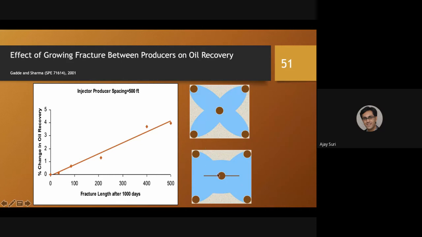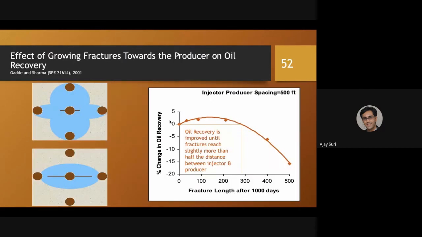If we allow the fracture to go between the producers, then the sweep will increase, as you can see from the color. The percentage just keeps increasing, and there will be a 4 to 5% increase in the oil recovery. Now, if we allow the fractures to grow towards the producers, the sweep will still increase until the fractures grow up to half or slightly more than half the distance between the injector and producers.